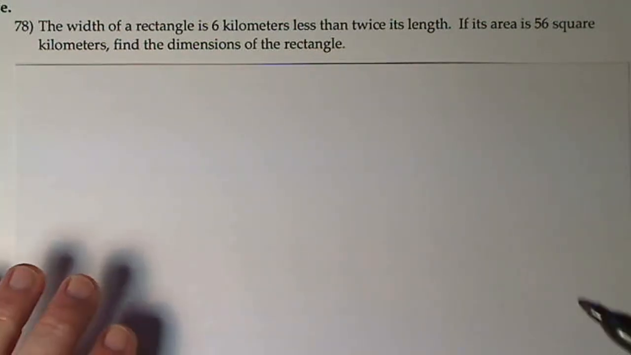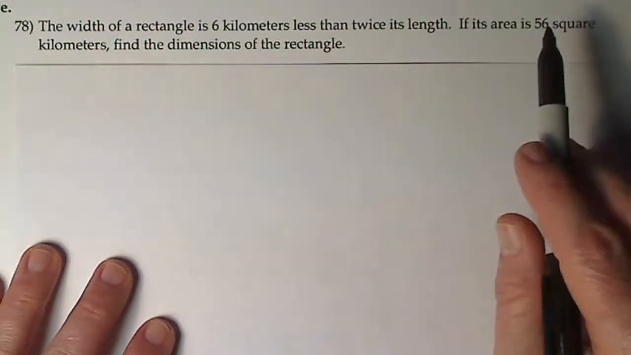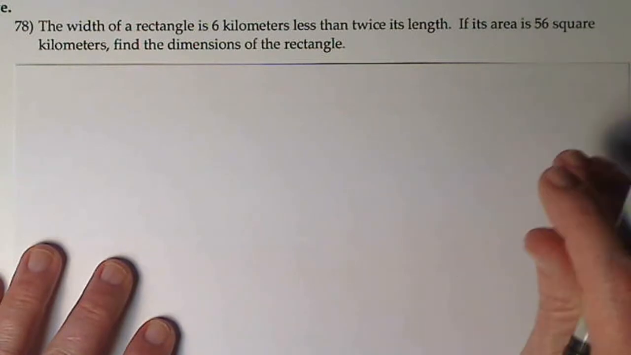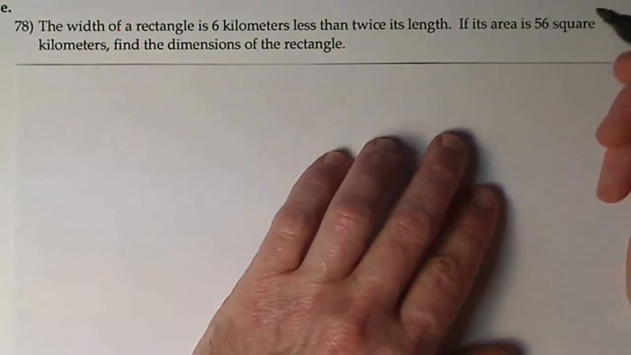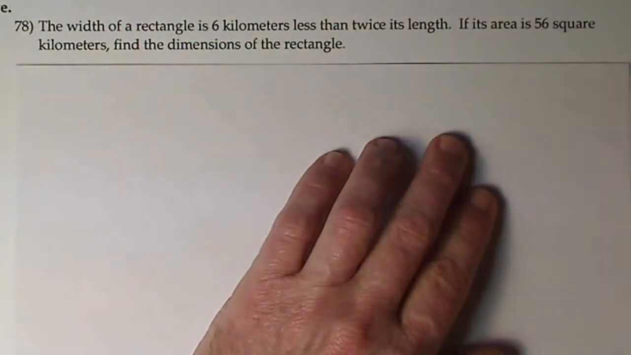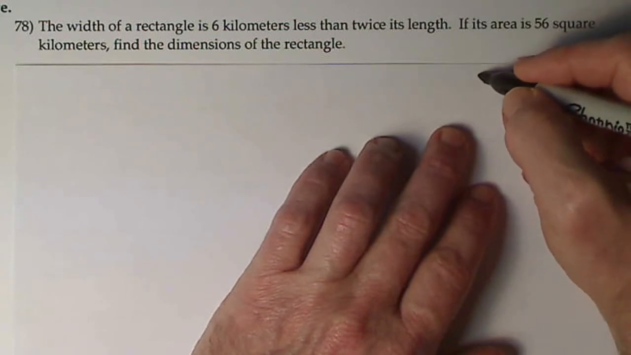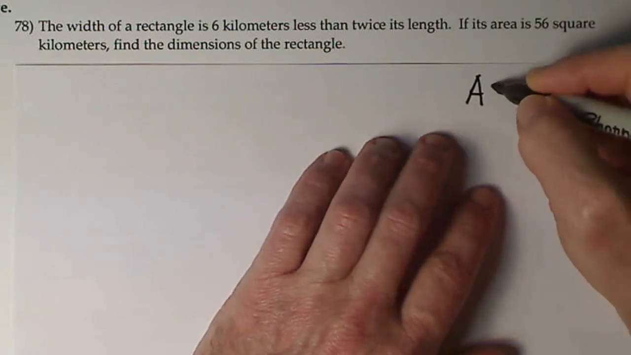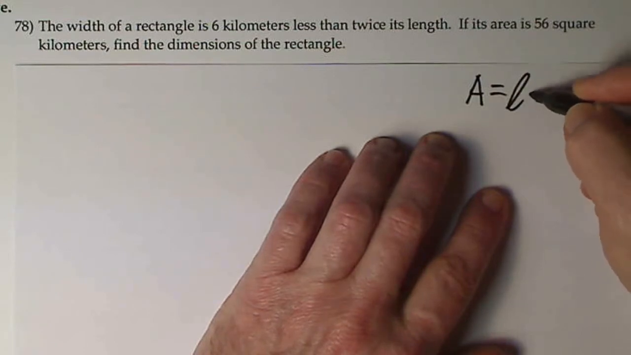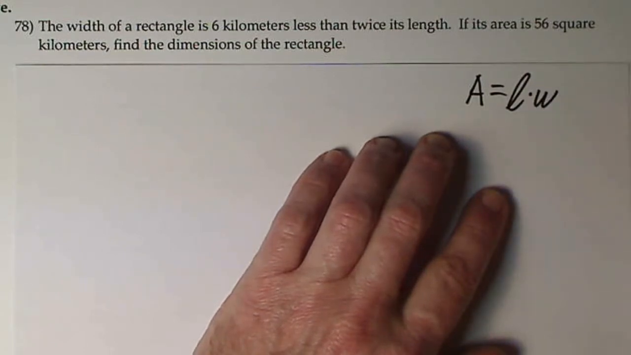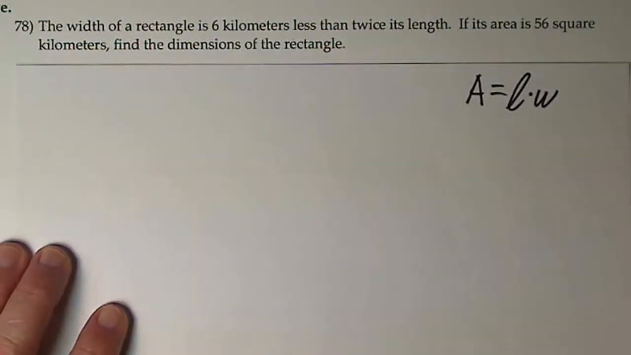Okay, first let's look at the rectangle, and they've given us the area. Basically what we're going to be doing here is using the formula for the area of a rectangle, and that is area equals length times width. Okay, and well, we'll get to that in a moment.